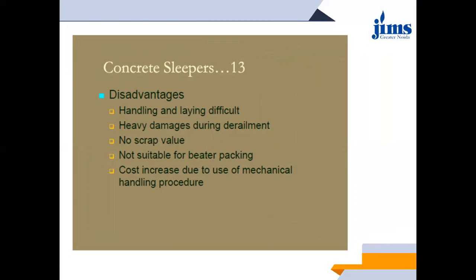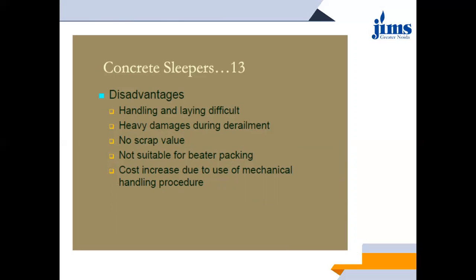Normally, there are no damages to the concrete sleeper, but once there are, they are quite heavy, because most of the damages occur due to heavy derailment itself. Then no scrap value is there. Once the sleeper is obsolete, or not fit for use, there is no scrap value of concrete. Then they are not suitable for beater packing.